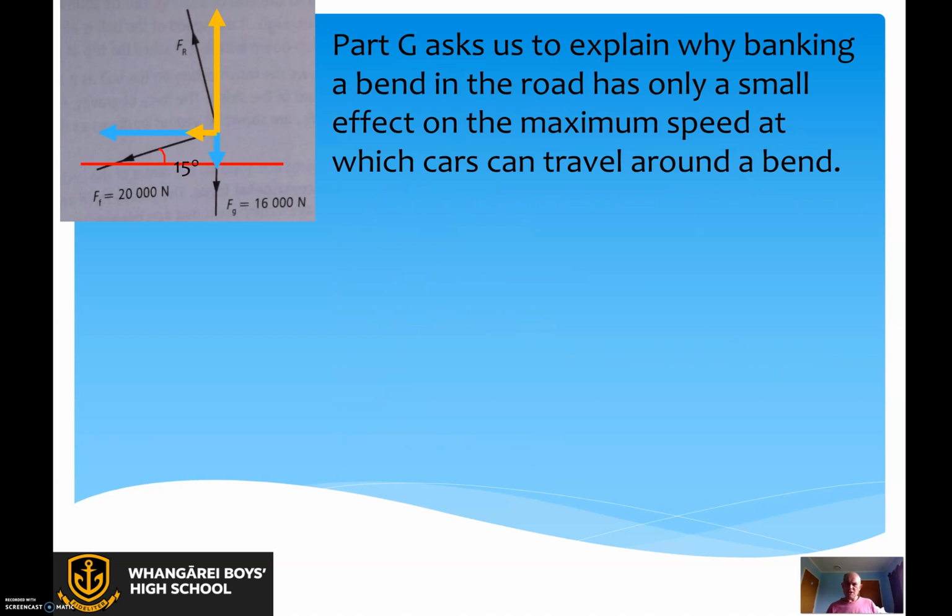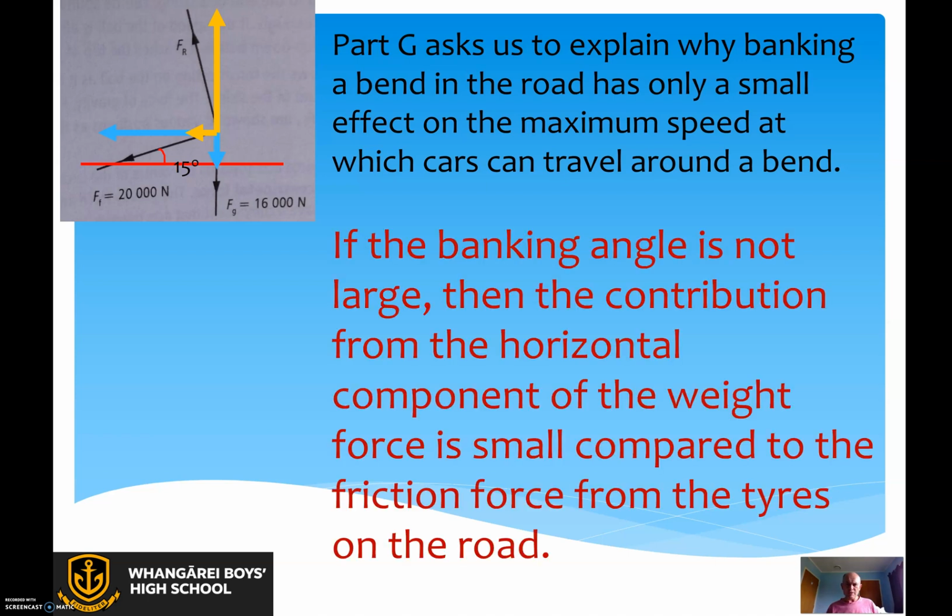Part G, and last part, now we get to explain, describe, discuss, give reasons for, why banking a bend in the road has only a small effect on the maximum speed at which cars can travel around the bend. And I said, if the banking angle is not large, then the contribution from the horizontal component of the weight is pretty small. If you look at the friction force of the tires, they're much bigger.